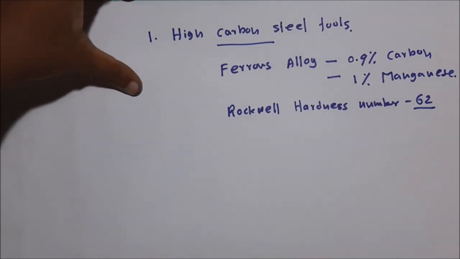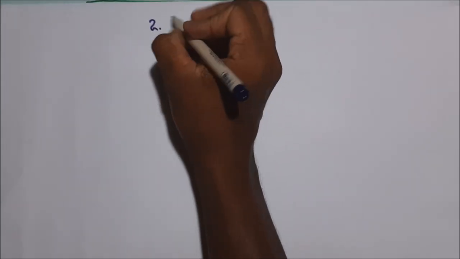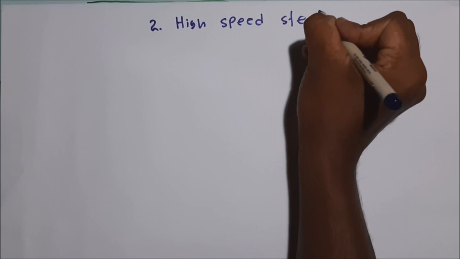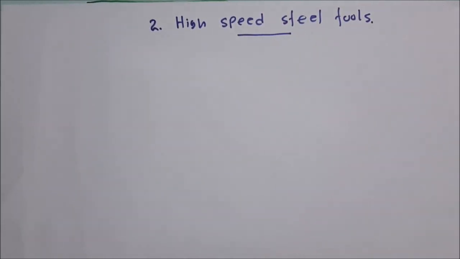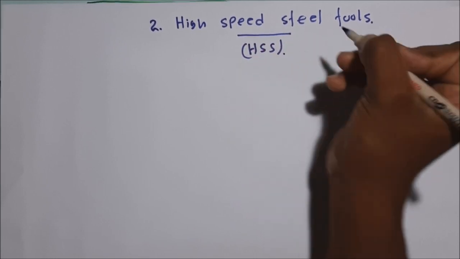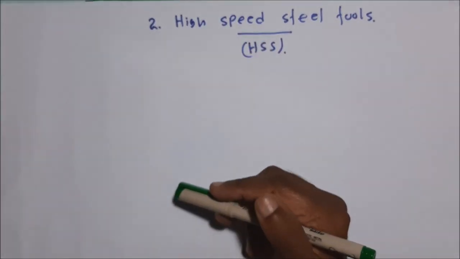Then the next cutting tool material we are going to discuss is the high speed steel tools. Why is that name given? With high speed steel tools, it is able to cut at higher speeds compared to the high carbon steel tools. This is the second cutting tool material. We call them HSS tools. They were introduced at the beginning of the 20th century.